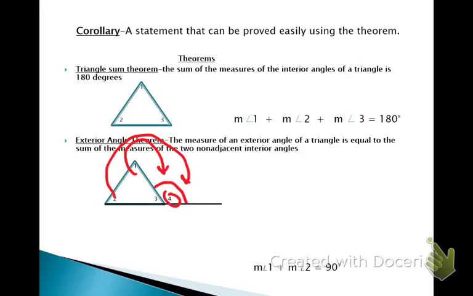That makes sense because 3 and 4 are a linear pair. We know a linear pair adds to 180. So 3 plus 4 equals 180. Triangle sum tells us all 3 angles add up to 180, so 3 plus 1 and 2 also equals 180. So 1 and 2 together make 4.